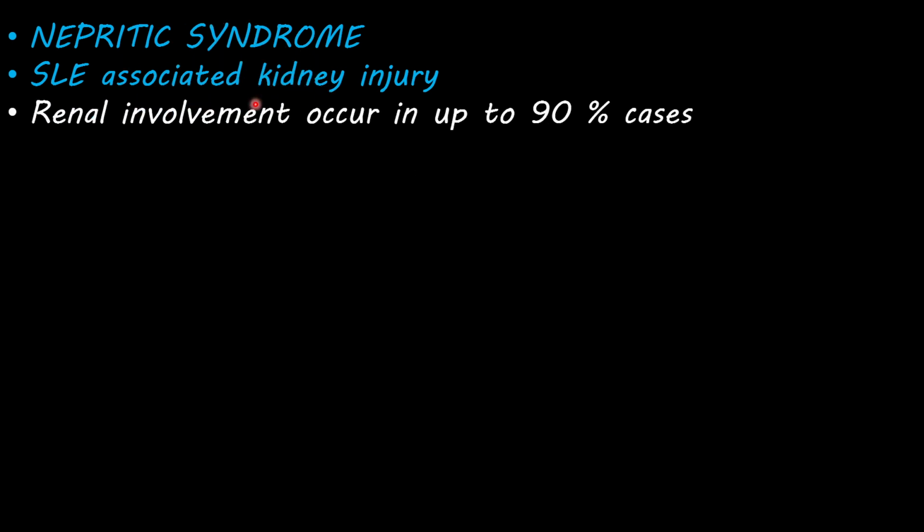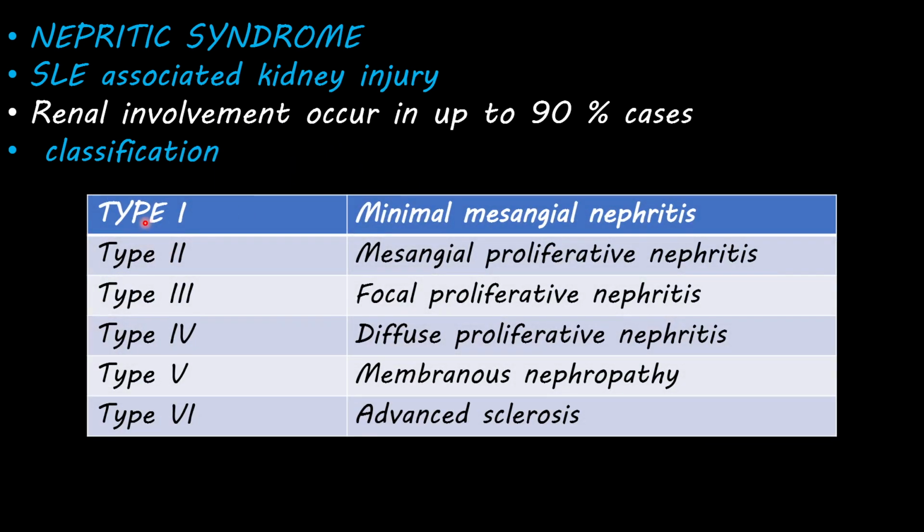SLE is associated with kidney injury and causes GN. Renal involvement occurs in up to 90% of the cases. So let's classify the renal involvement. There are 6 types of renal involvement. Type 1 is called minimal mesangial nephritis. Type 2 is called mesangial proliferative nephritis. Type 3 is called focal proliferative nephritis. Type 4 is called diffuse proliferative nephritis. Type 5 is called membranous nephropathy, and type 6 is called advanced sclerosis.